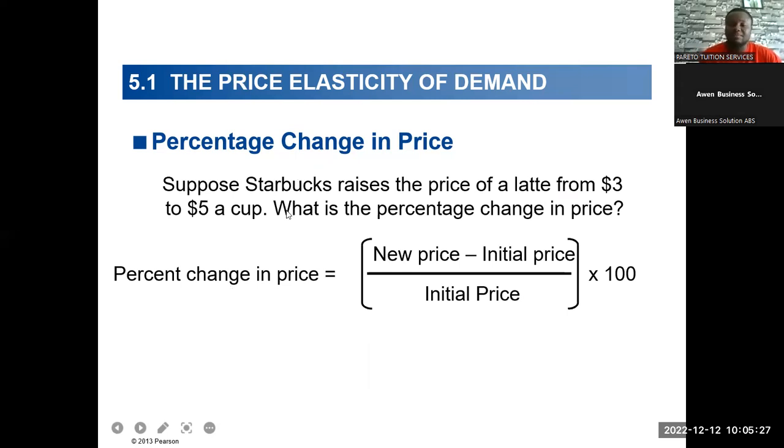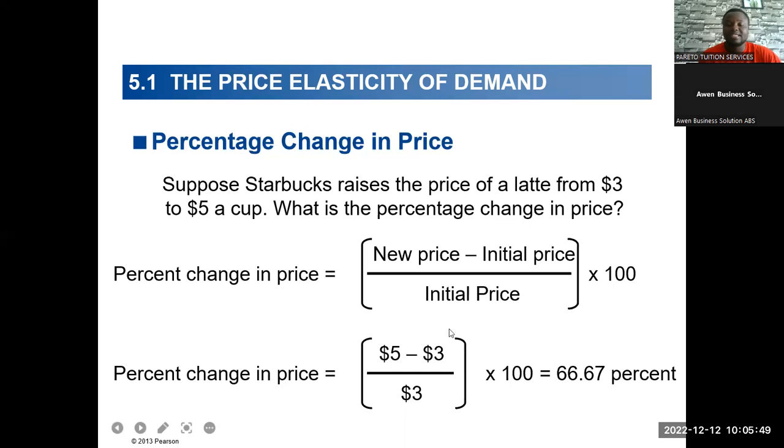So let's take this example. Starbucks raises the price of a latte from $3 to $5 a cup. What is the percentage change in price here? There was an increase in price from $3 to $5 a cup. So the new price is $5 and the initial price is $3. We insert it here and calculate the percentage change in price: $5 minus $3, divided by $3, times 100%. By doing this, we get 66.67%. This is the percentage change in price here.